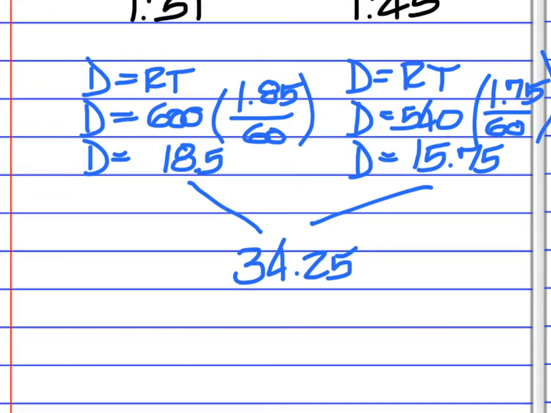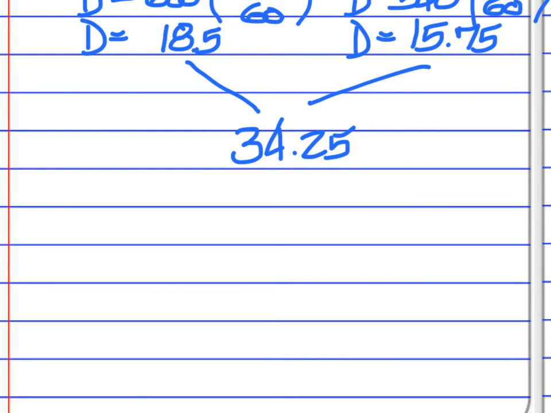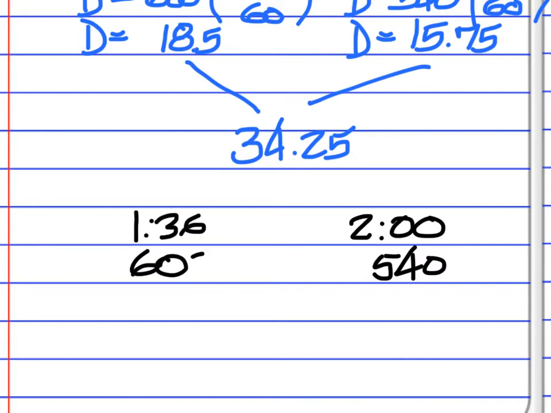All right. Let's check it out then. We'll do 2 minutes at 540, and then we're going to do how much time at 600? How much time at 600 if we do 2 minutes at 540? A minute 36 at 600.